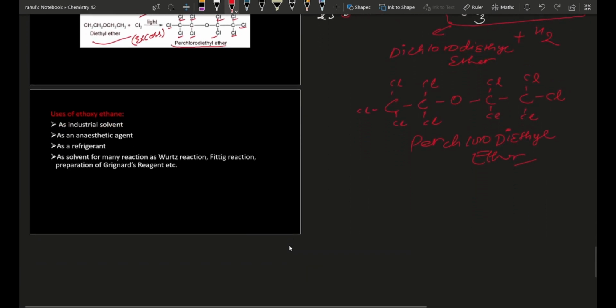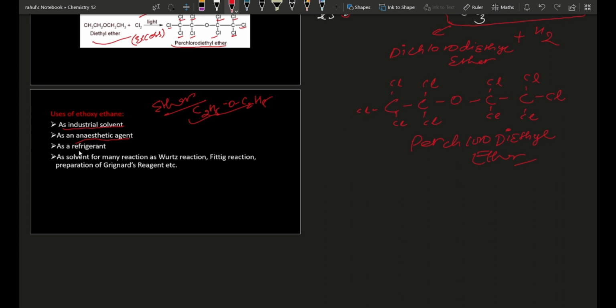Now the uses of ethoxyethane. Ether, which we generally use, is ethoxyethane, that is C2H5OC2H5, and some of its uses are shown here. First, it is used as an industrial solvent, so we can use ethoxyethane in industries as a solvent, which is used to dissolve or make soluble other organic compounds. Next one is anesthetic agent, so we can also use ethoxyethane as an anesthetic agent, to give anesthesia.